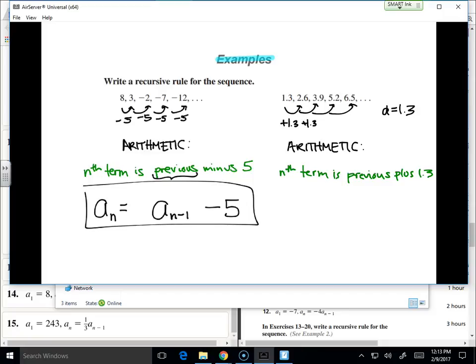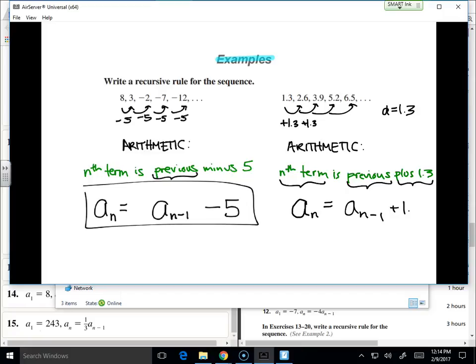Now you take that English and put it into math. And that's what we've been working a lot on yesterday and today. What is the nth term in math notation? Just piece by piece. What's the nth term? Exactly, this is notation. Good. The nth term is a sub n equals. That's the previous.